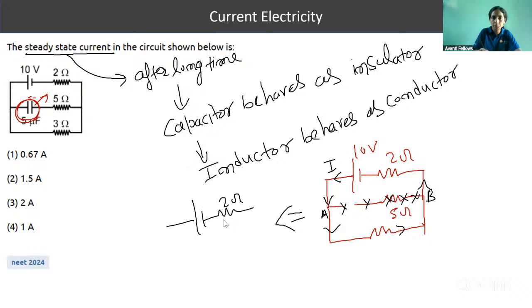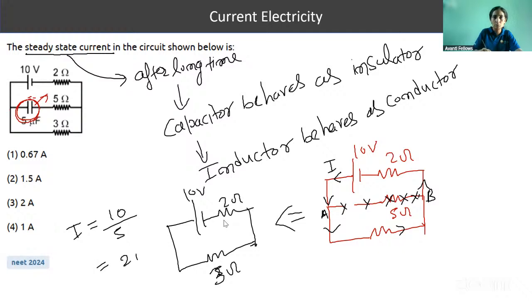There is 2 ohm here. This is 10 volt. And then this 5 ohm. That middle one will get cancelled, will get erased out of the circuit. Okay? Now what is the current? Now everyone can see here, current will be 10 divided by 5 plus 2. Sorry, this is 3, right? 3 plus 2, that is your 5 ohm. So current will be 2 ampere. So the correct answer will be third.